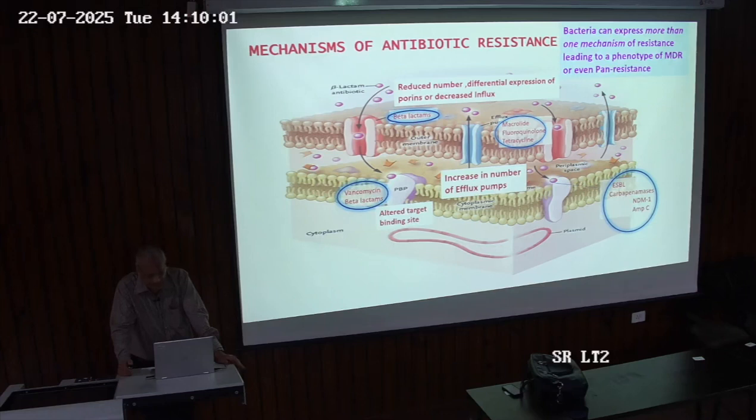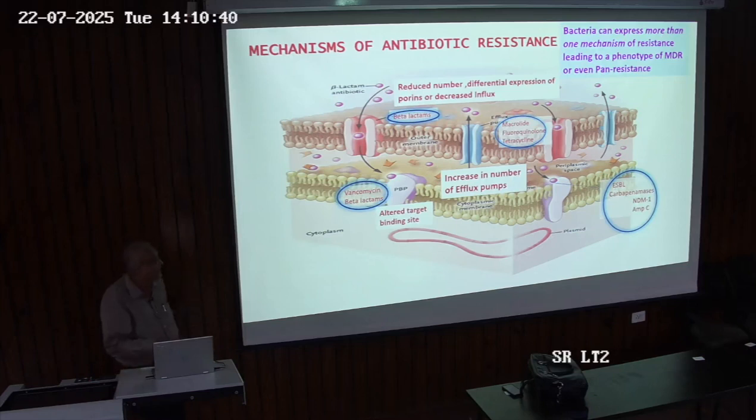Now, there is another mechanism, which is the production of certain enzymes. ESBL is the group of organisms known as extended spectrum beta-lactamase producers. Resistance in ESBL strains has also been shown, and this is because of the development of certain enzymes like carbapenemase, NDM, New Delhi Metallo-beta-lactamase 1, or others. These are the various enzymes which can destroy the antibiotic.